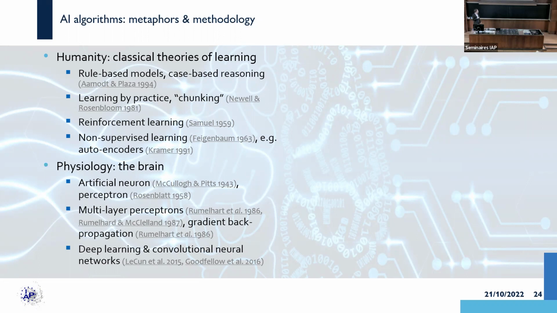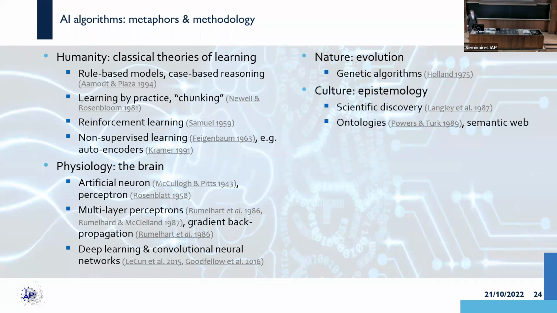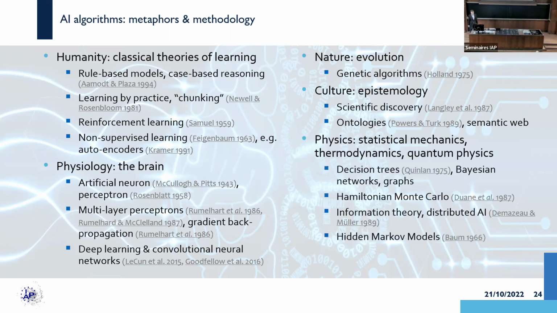But I can also use this slide here to make the point that this is not all there is in artificial intelligence. Analogies with nature also, and the theory of evolution with genetic algorithms. Culture also, epistemology with the theories of scientific discovery. How do you actually make scientific discoveries? Notions such as ontologies, which appear, for instance, in classifying, in text analysis and in semantic web analysis.